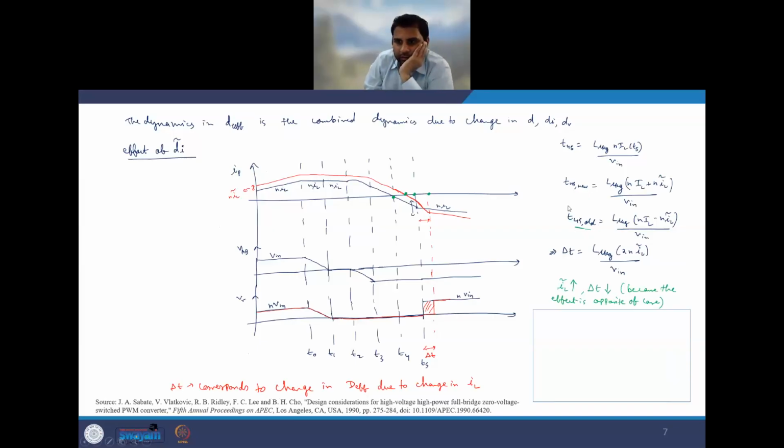Now, if you see in this one, delta NIL plus the small iL which got added. What happens is that when this thing was not there, it had to be at this point, and when it is there, it has reached this particular point. So I have taken that it is L leakage NIL. It has gone up by NIL tilde by V in.